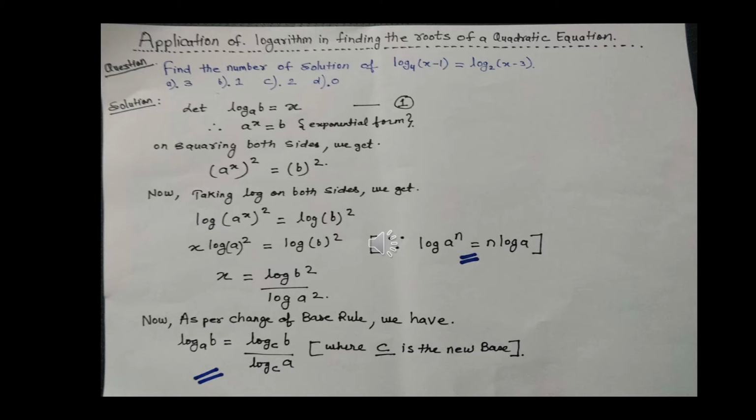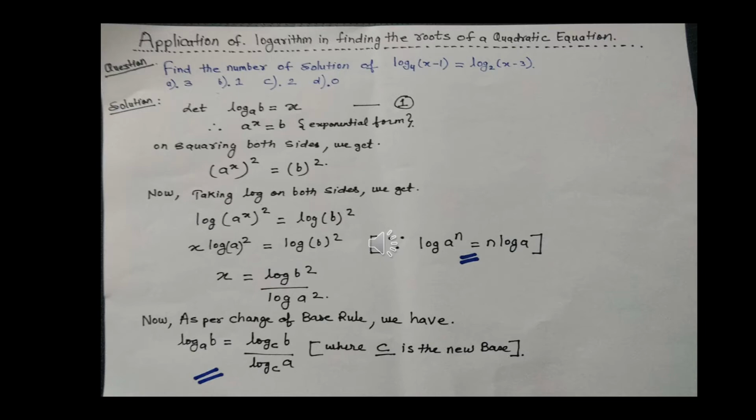Now we can see from the question itself that the left hand side and the right hand side have different bases. The left hand side has the base of 4 and the right hand side has the base of 2. So for solving this kind of question, we always have to take the bases as common. Then only we can equate the argument part of the log.